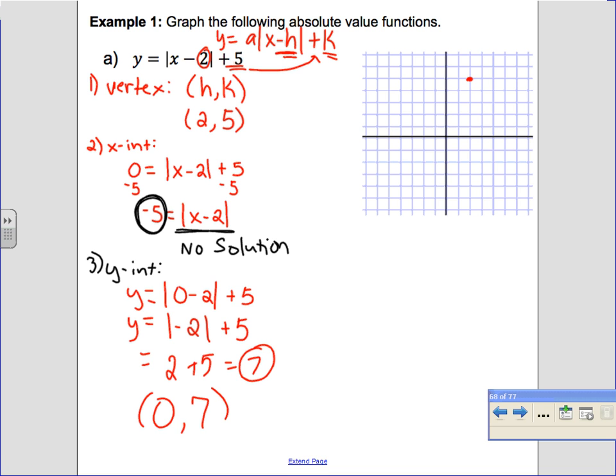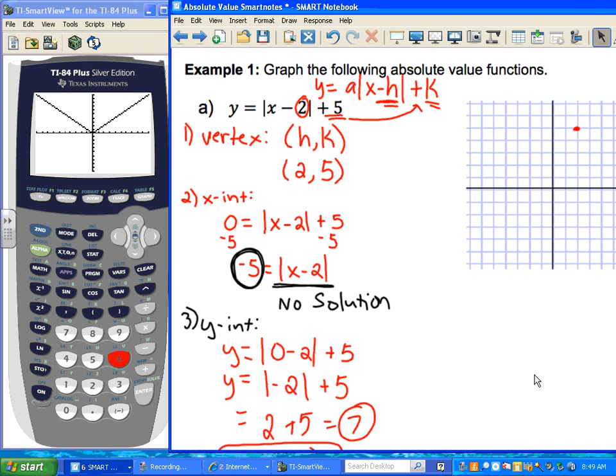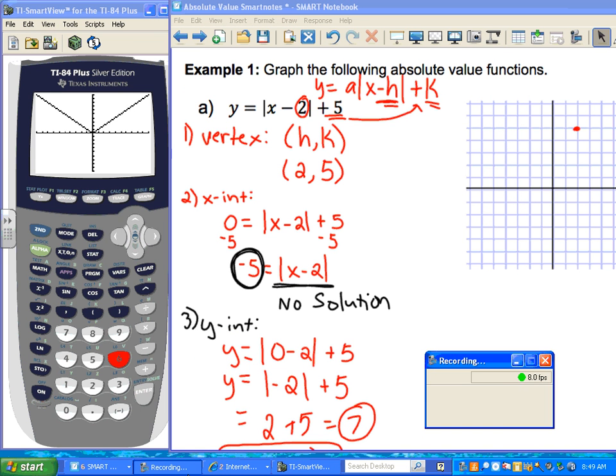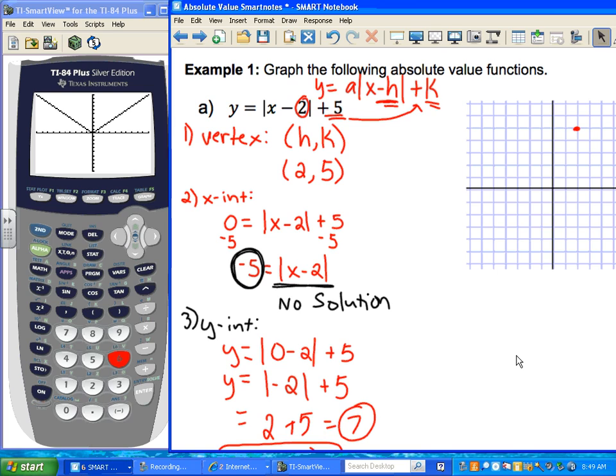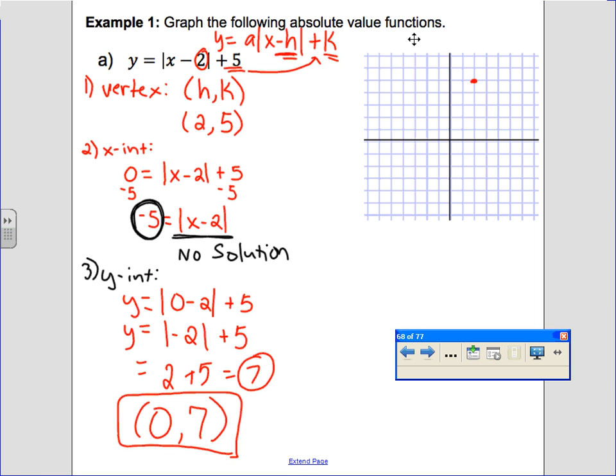To write that as an ordered pair, we plug 0 in for x, and we know y is 7. So we have (0, 7). Let's plot that on our graph. Remember, that's going to be where the graph crosses the y-axis. So (0, 7): 1, 2, 3, 4, 5, 6, 7 is way up here. There's our y-intercept.